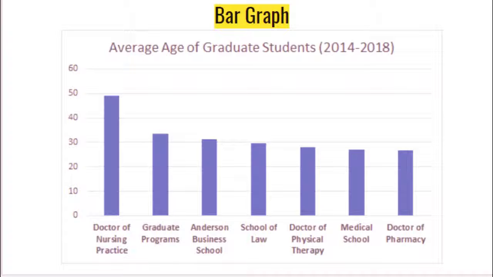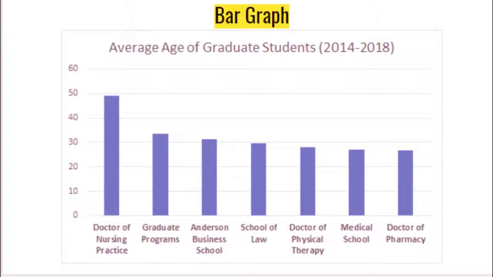According to UNM's website, there's a critical need for graduates of the Doctor of Nursing Practice program. This first bar graph shows that the average age of a Doctor of Nursing Practice student approaches 50 years, compared to an average age of about 30 years for the other graduate students.